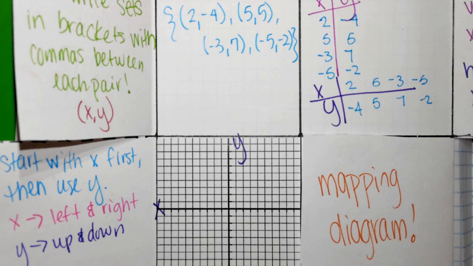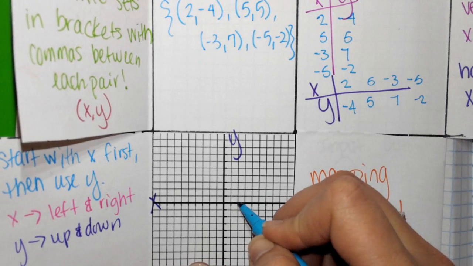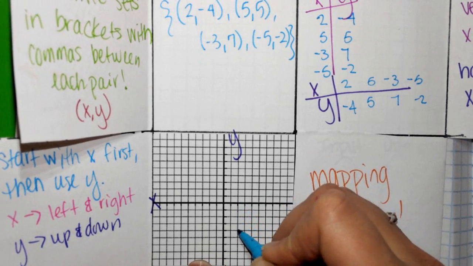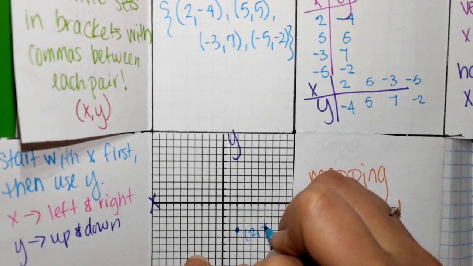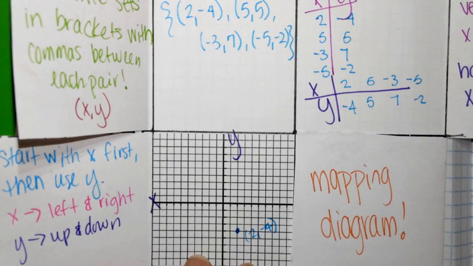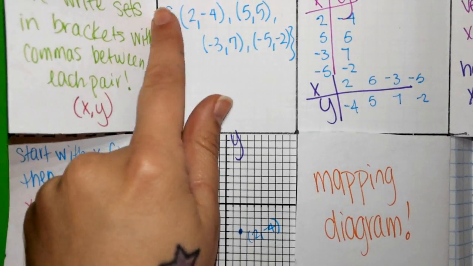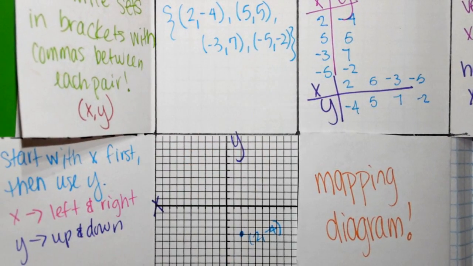Alright, so let's plot 2, negative 4. Tell me how to get to 2, negative 4. Right 2, and then down 1, 2, 3, 4. Awesome. Label your point. 2, negative 4. And remember, we're just plotting these coordinates up here. That's where I'm getting them from.